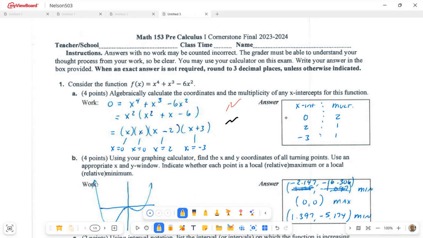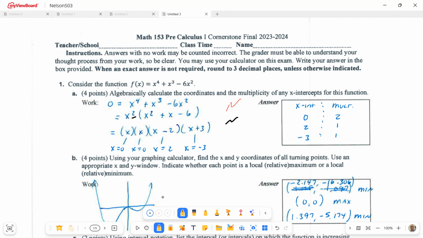Now look, see how they list them really organized? I would like you to do that. This is super easy for me to grade. I can tell that you know that the 0 has a multiplicity of 2. How do we know that? Well, that's the degree, or the power, I should say, the exponent on that factor. That's our multiplicity, right? The degree is 4. I shouldn't use that word for talking about multiplicity.